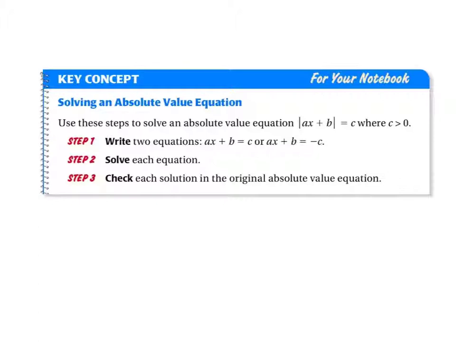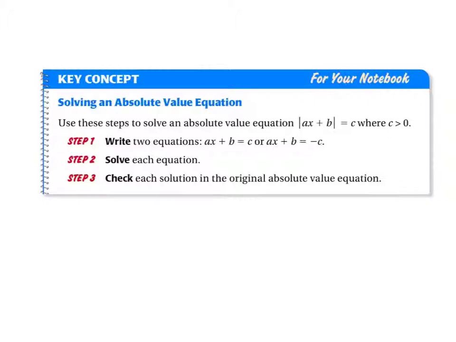Solving absolute value equations. Okay, so an absolute value equation would be one in this format where you have an absolute value expression involving x that's equal to c. C has to be greater than 0, because if C is less than 0, you automatically have an equation that is patently false. You can't have the result of an absolute value be less than 0.